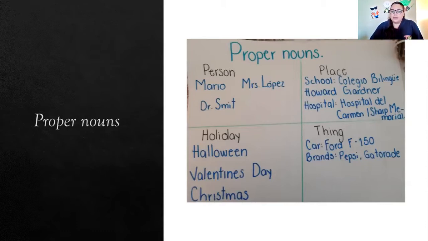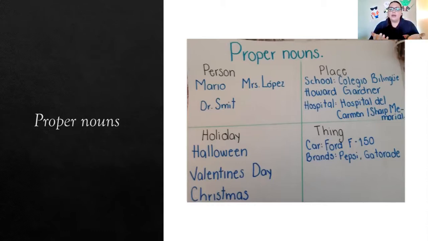For places. If I'm going to write the name of a place, for example, a school, I'm going to write the first letter of the words with a capital, okay? For example, Colegio Bilingüe Howard Gardner. It is the name of our school. And every time that we are going to write that name, we're going to use a capital C, a capital B, capital H, and capital G.